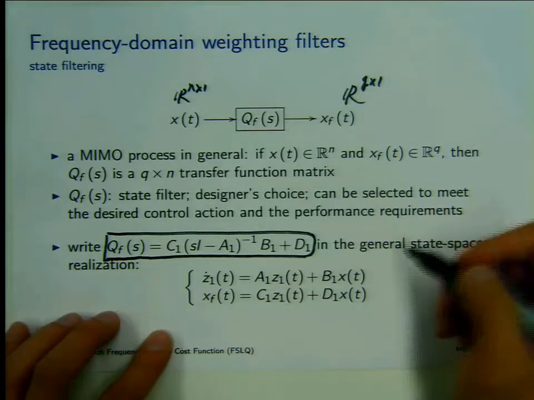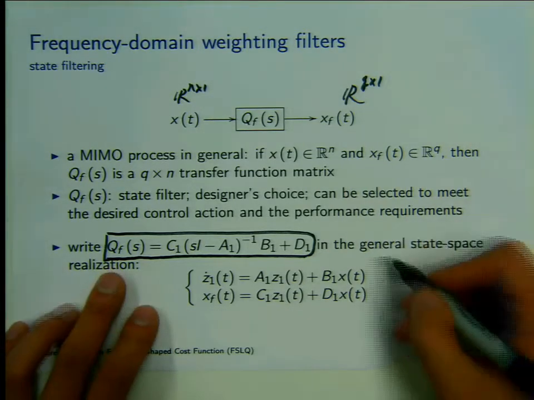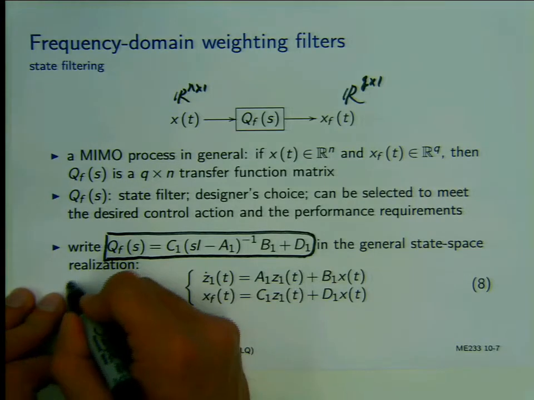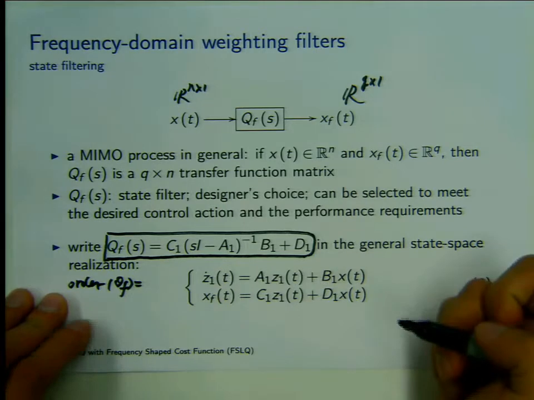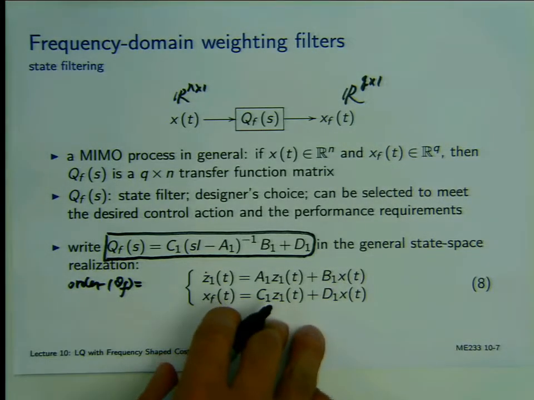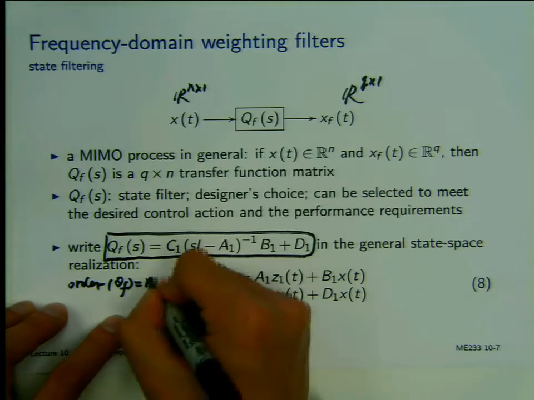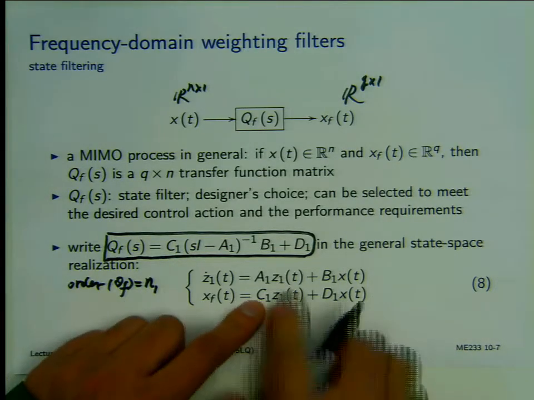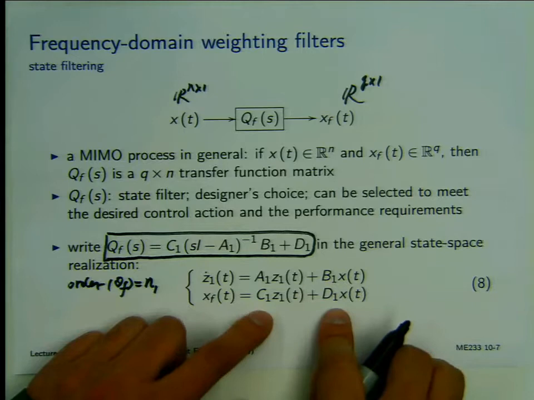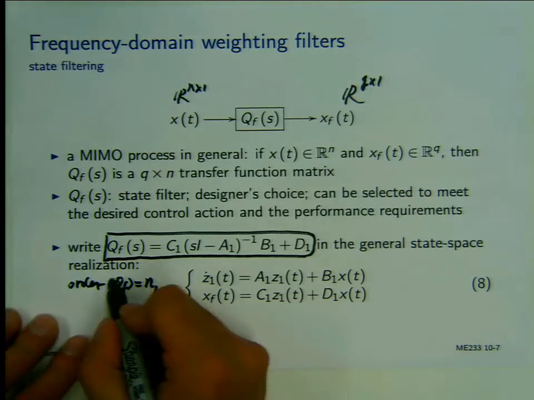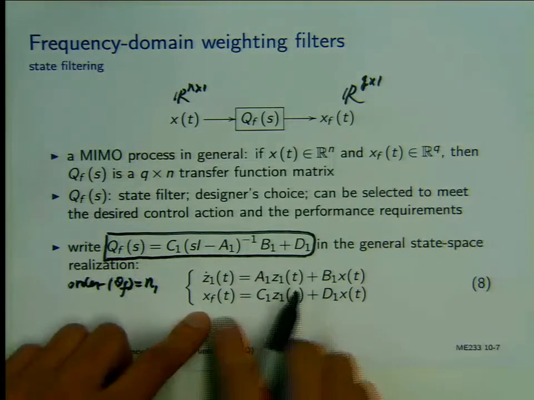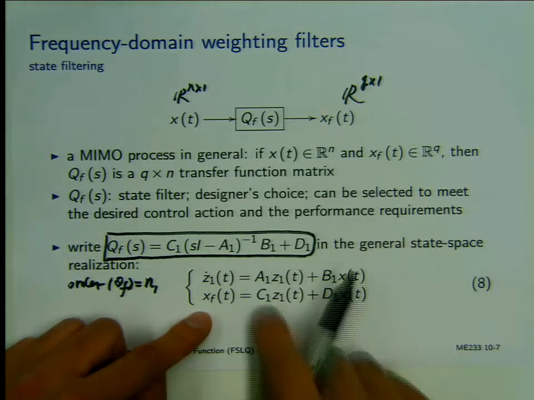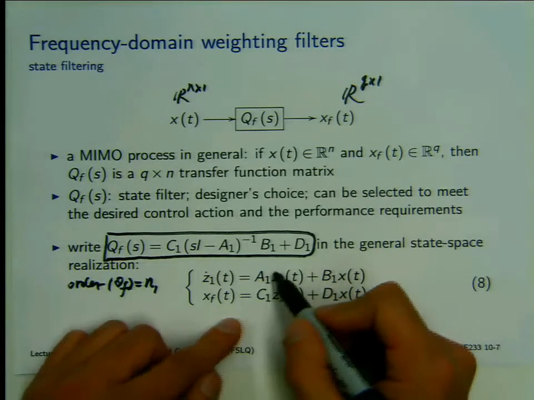If, let's say, the order of QF is, let me see, let's say N1. What are the dimensions of the A1, B1, C1, D1 matrices? This is a question. And the dimension of X is n by 1. The dimension of XF is q by 1. What are these dimensions here? What about Z1? What's the dimension of Z1?